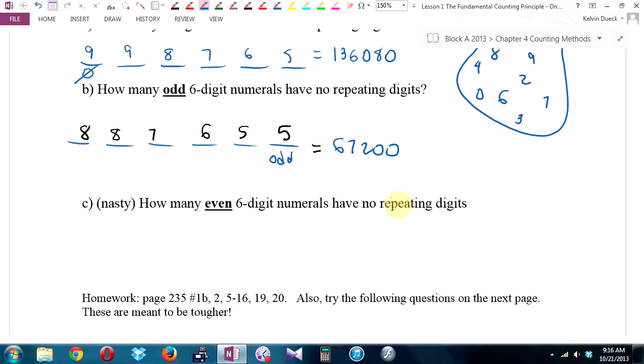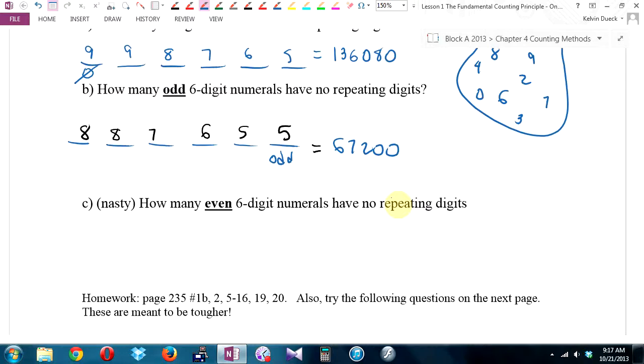Here's why this is tough. 0 is part of two restrictions in this question. For it to be even, it can end in a 0. But what can't it start with? 0. The fact that 0 is important twice makes this one nasty because we're actually going to have to separate the two cases. The fact that 0 can be at the end and can't be at the front means I have to treat it as two separate cases.